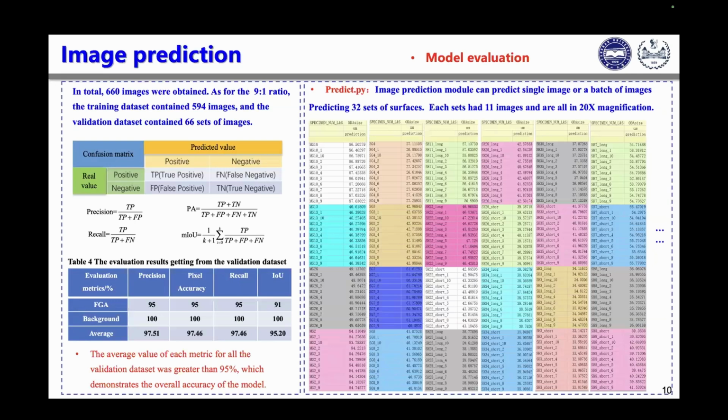And for the image predictor program, we can choose to import a single image or a bunch of images. And according to the magnification table we can get the actual FGA size on any images.